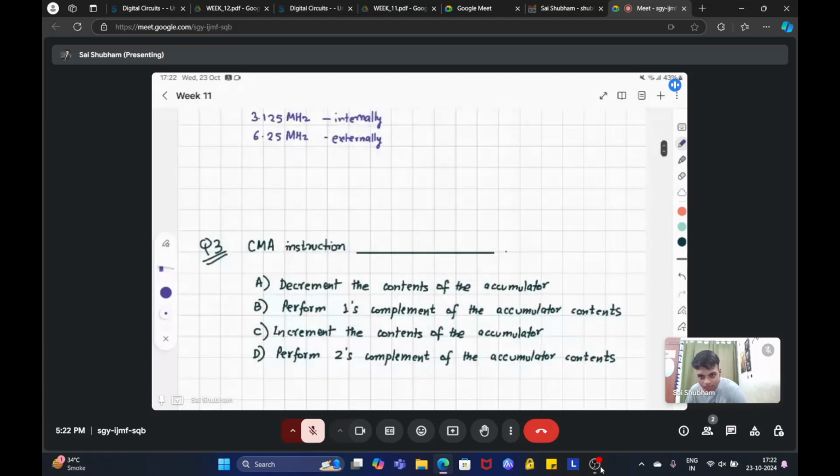The CMA instruction, what does it do? A. Decrement the contents of the accumulator. B. Performs 1s complement of the accumulator contents. C. Increment the contents of the accumulator. D. Performs 2s complement of the accumulator.